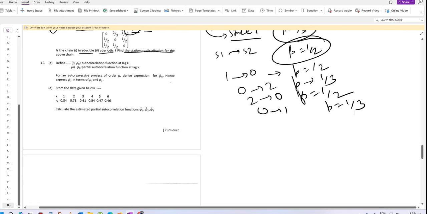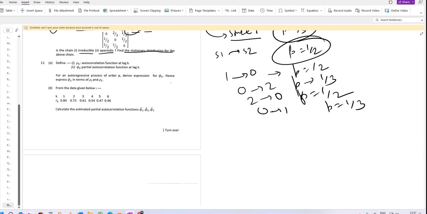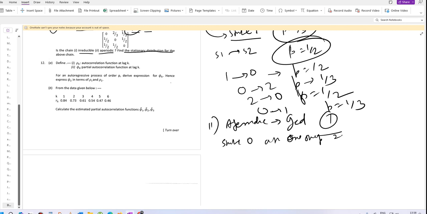Aperiodicity: a Markov chain is said to be aperiodic if the GCD of the number of steps required to return to state itself is 1. If the given transition probability matrix, we can observe that there is a non-zero probability of remaining in the same state. For example, the probability of remaining in state 0 after one step is 2 by 3. State 1 after one step is 0. State 2 after one step is also 0. Since the GCD of the number of steps required to return to a state is 1, the Markov chain is aperiodic. So this is done.